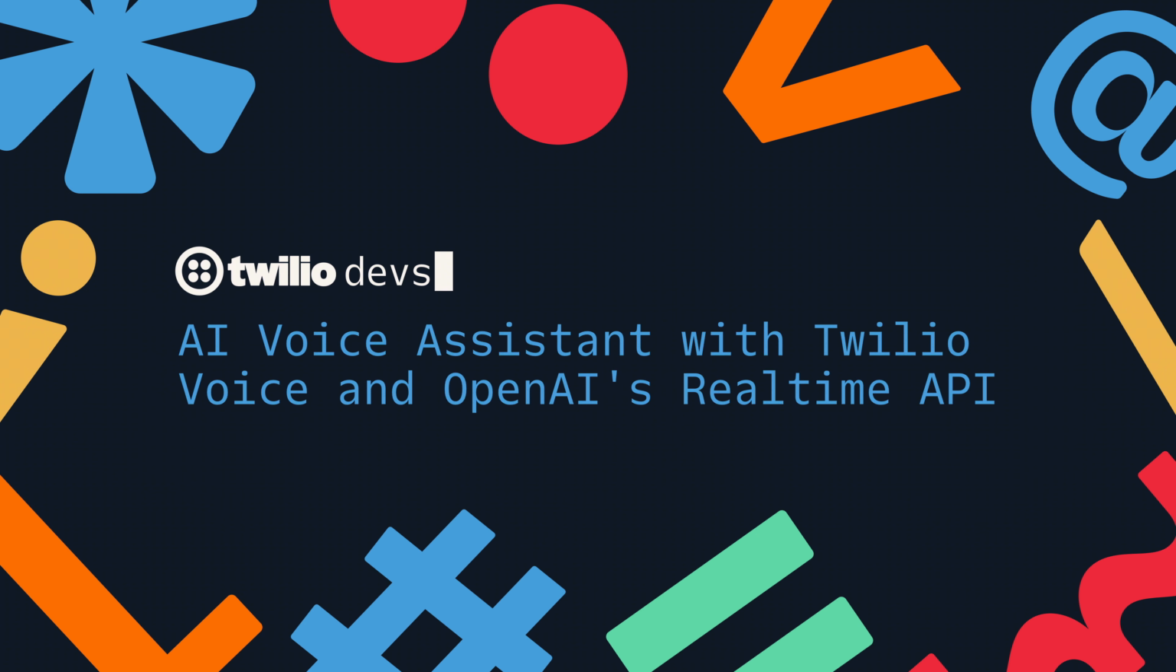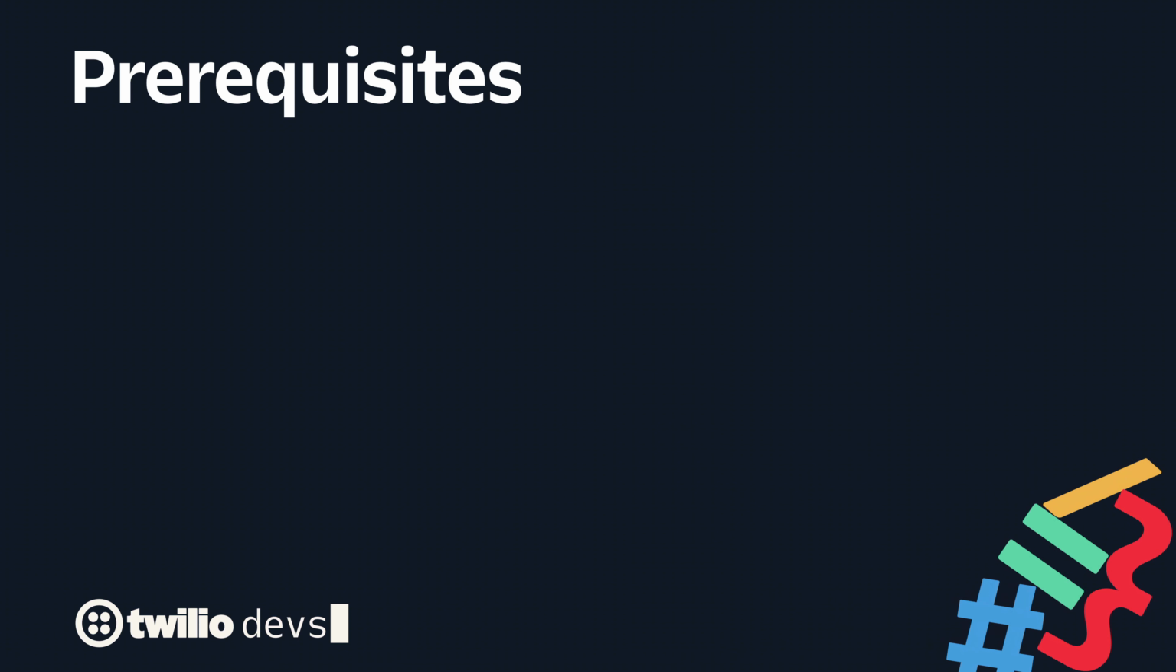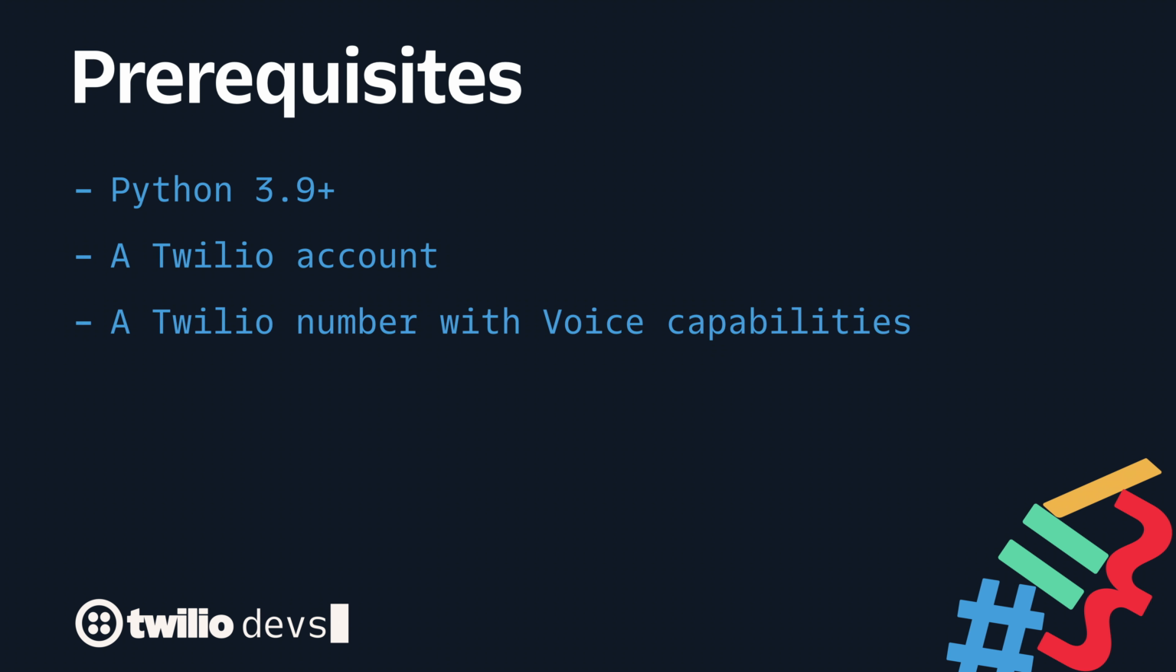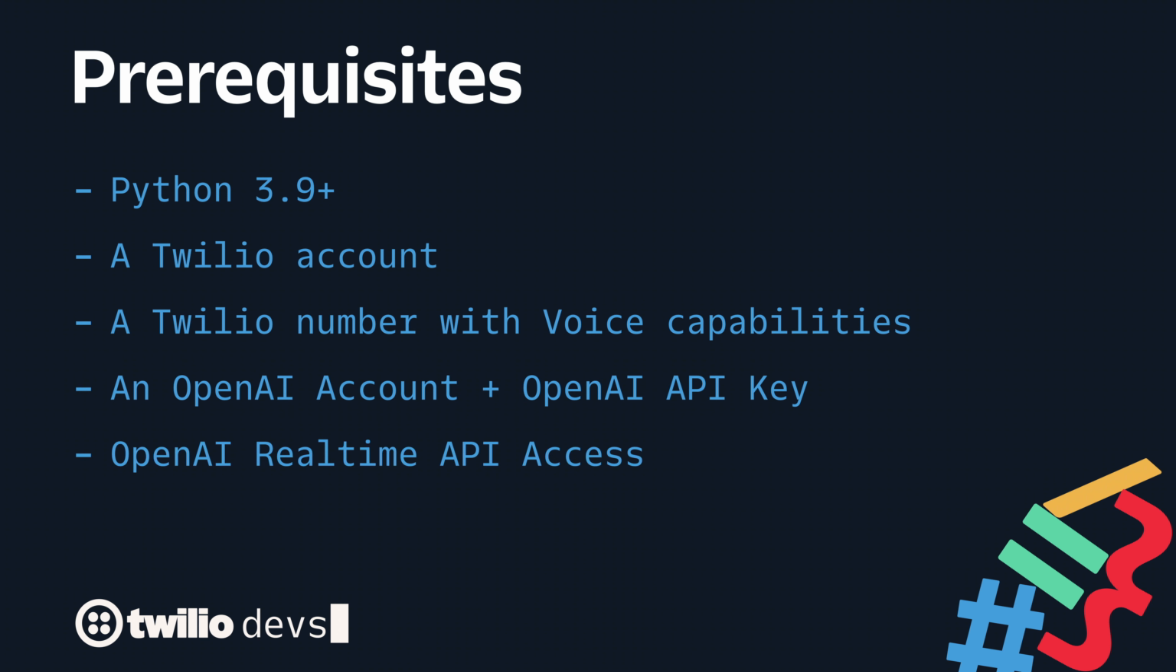Now, before we get started, you will need a few prerequisites to get sorted first. You'll need Python version 3.9 or greater, a Twilio account, along with a Twilio phone number with voice capabilities. You'll also need an OpenAI account and an OpenAI API key that has access to OpenAI's Realtime API. You'll also want ngrok or some other tunneling solution so that Twilio can access your local server.